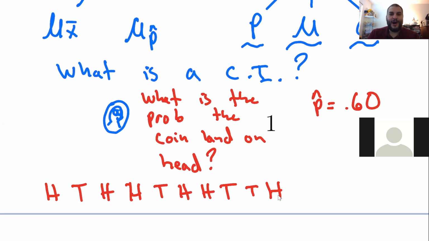All right, so up next, how confident are we that the proportion of time that it would land on heads is 60%? Are you pretty confident that it should be exactly 60%? Yes, no, maybe?